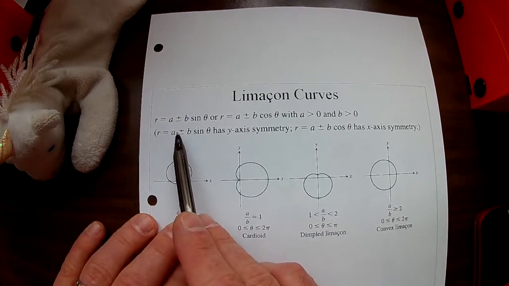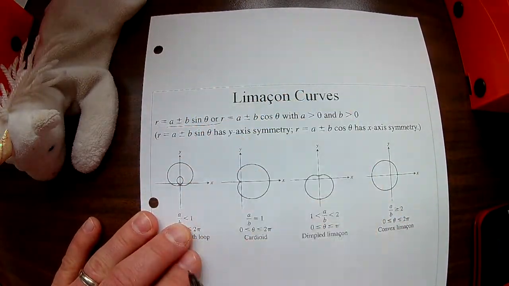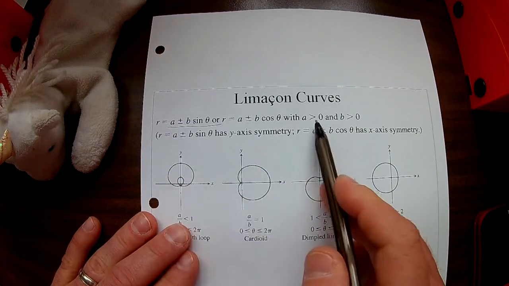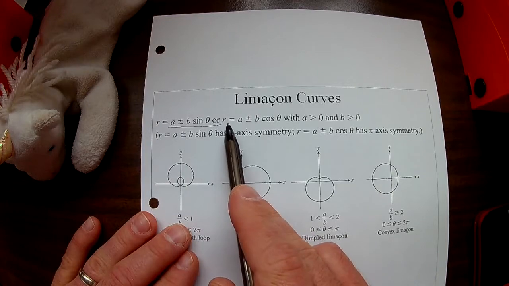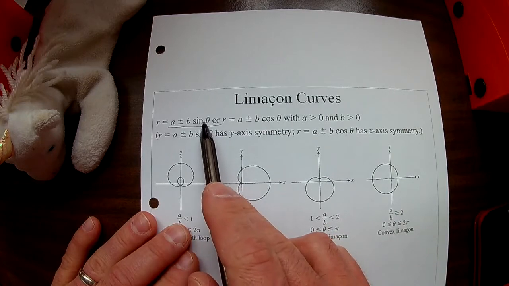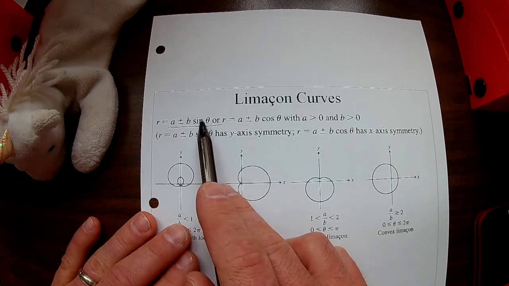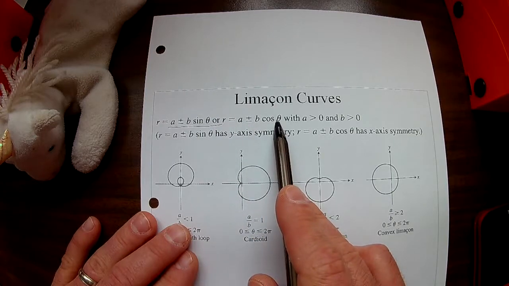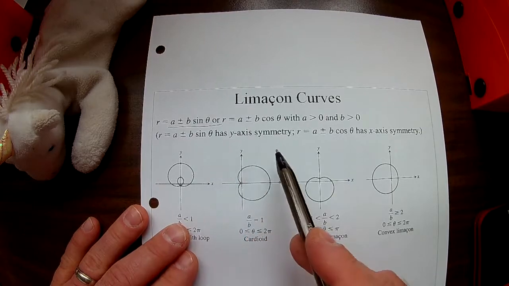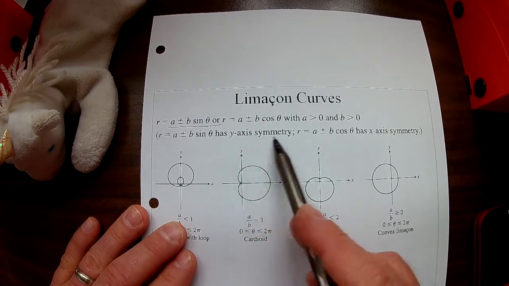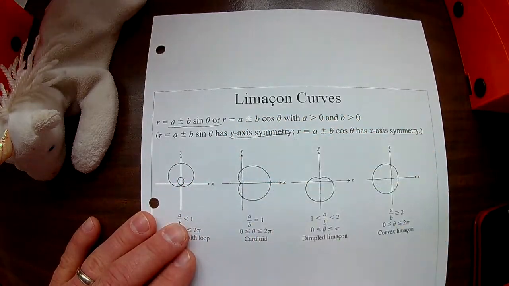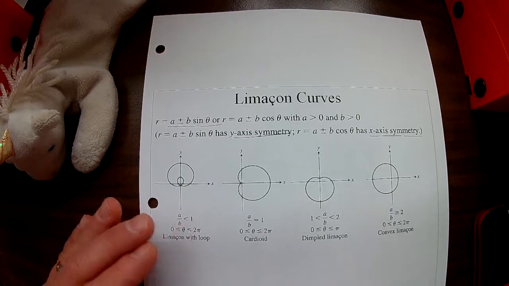And just to point out, these are always in the format of a plus or minus b sine of theta, where a and b are any numbers bigger than 0, or r equals a plus or minus b cosine of theta. Notice there's no multiple inside of the trig function. It's out in front of the trig function. The same standard of axial symmetry stands from the circles. So if you have a sine, that's y-axis symmetry. If you have a cosine, that's x-axis symmetry.